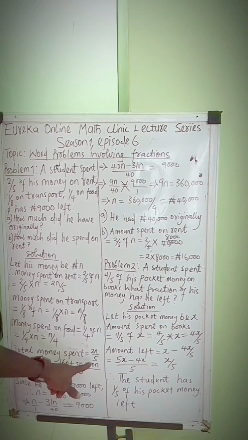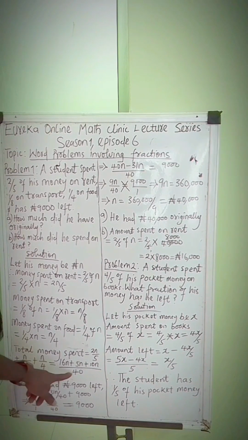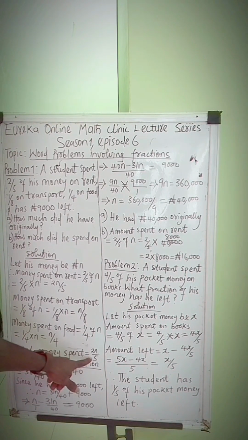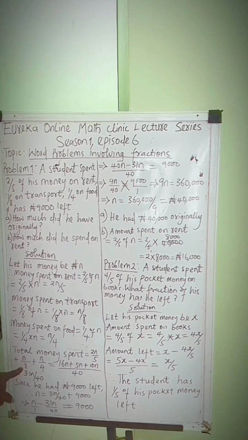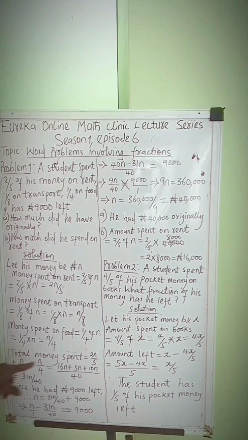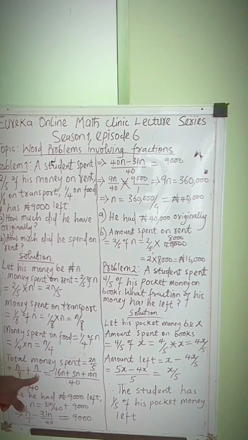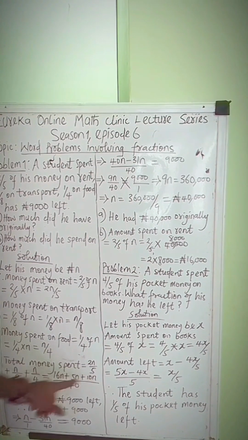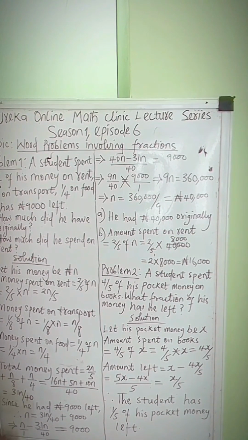So we look for the LCM of 5, 8, and 4. Good enough, we have treated LCM in one of our previous videos. So check it out. We have 40 as the LCM of 5, 8, and 4. 40 divided by 5 gives us 8. 8 times 2N gives us 16N. Plus 40 divided by 8 gives us 5. 5 times N gives us 5N. Plus 40 divided by 4 gives us 10. 10 times N gives us 10N. So we add all this up and we have 31N over 40.